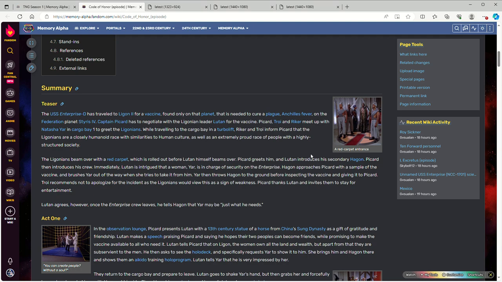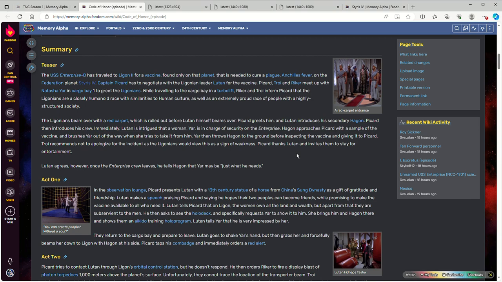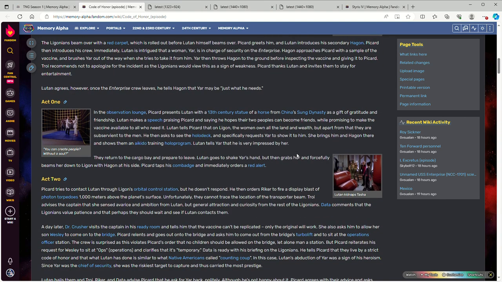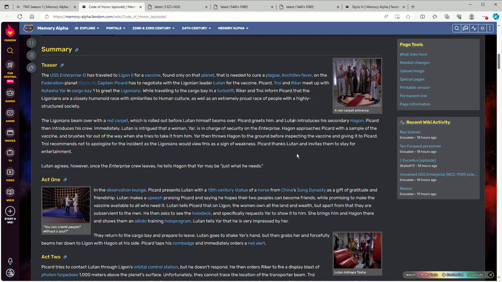Now, the Ligonian culture is annoying as hell. It's designed to be, because they're the obstacle to getting the vaccine that needs to be taken to Styrus 4. Thus, as the obstacle to the party completing their mission, the Ligonians have to get in your way. A lot. I mean, this is an episode that has a considerable amount of hand-to-hand combat in it.